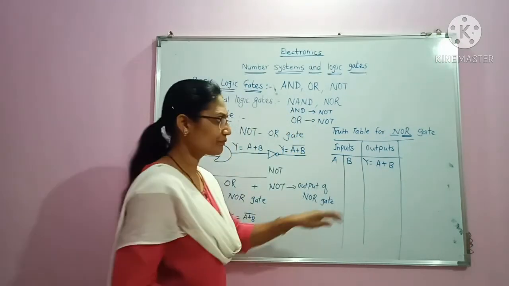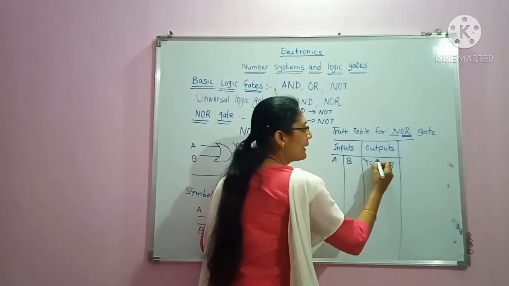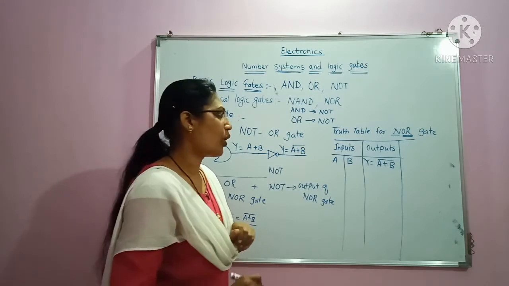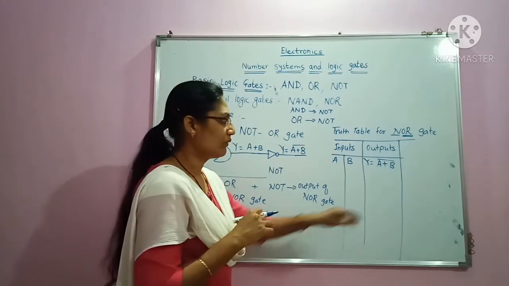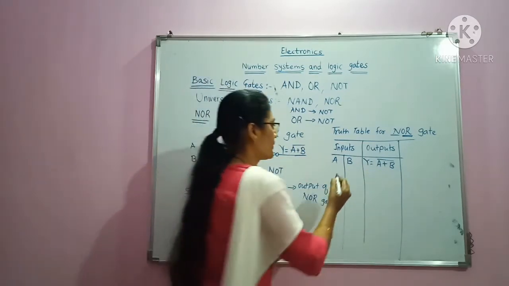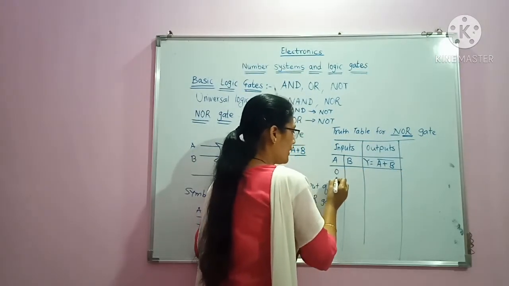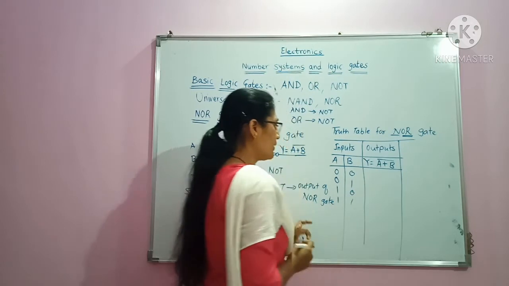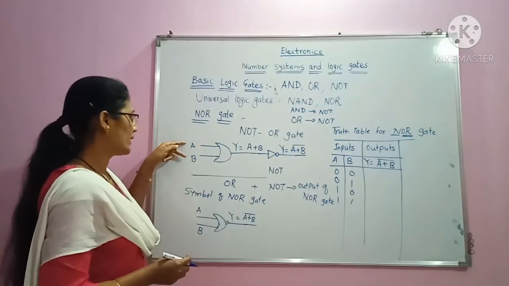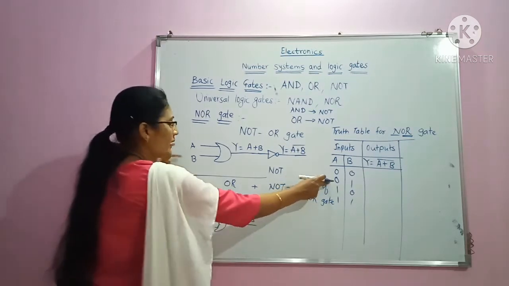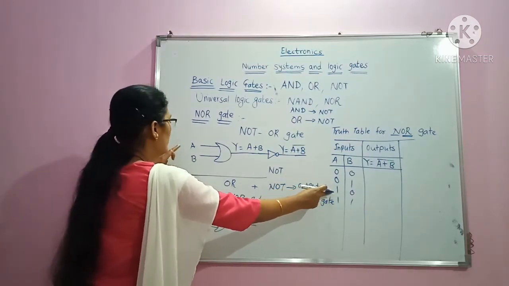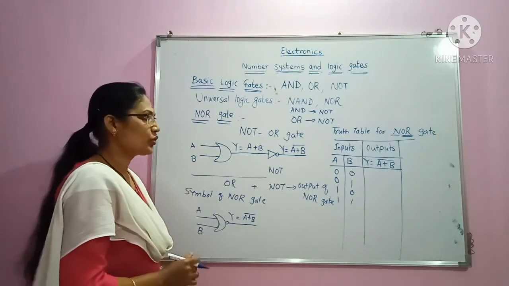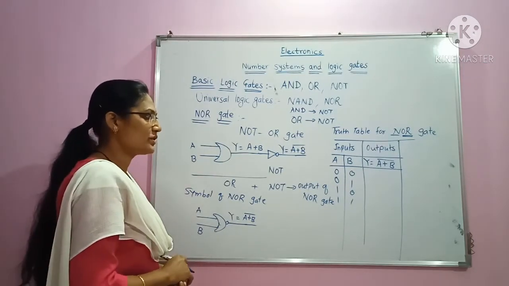OR gate means addition of both inputs, and you have to make it complement because we are adding a NOT gate followed by the OR operation. So here I have taken A value as 0011 and B value as 0101. It means that initially I am going to give A as 0, B as 0. After that A as 0, B as 1, then A as 1, B as 0, then both 1 1. So what will be my output in such situations?